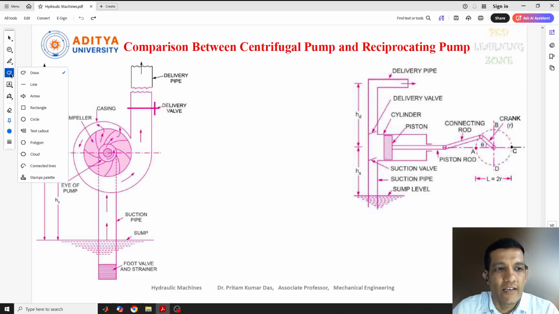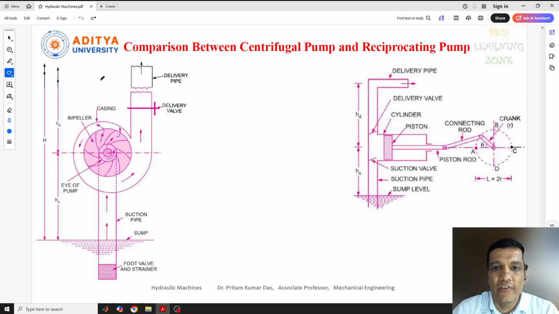In this lecture, we will discuss the comparison between centrifugal pump and reciprocating pump. Up to now we have discussed all these concepts regarding the centrifugal pump and the reciprocating pump. In this lecture, we will discuss the comparison between them. In the comparison, I'll mention the points which we are going to compare between the centrifugal pump and the reciprocating pump. So this is our centrifugal pump and this is our reciprocating pump.